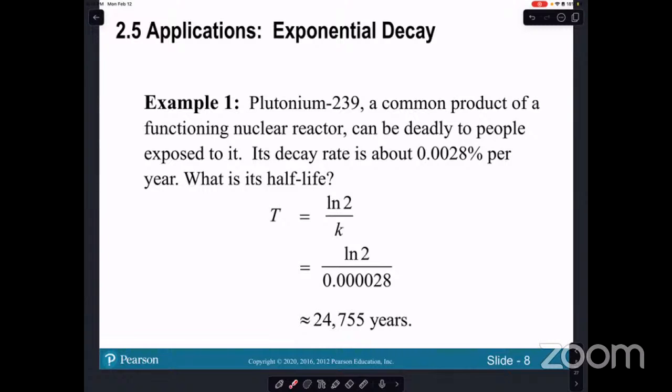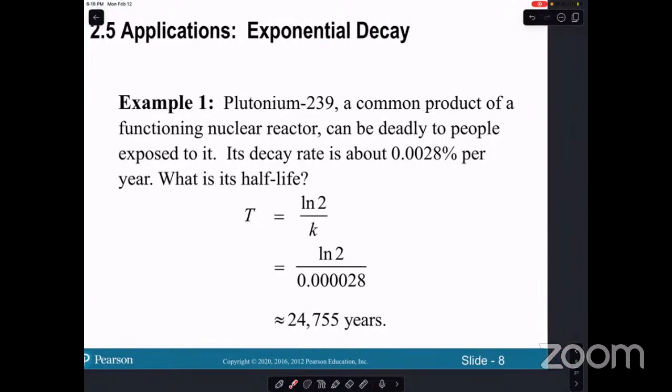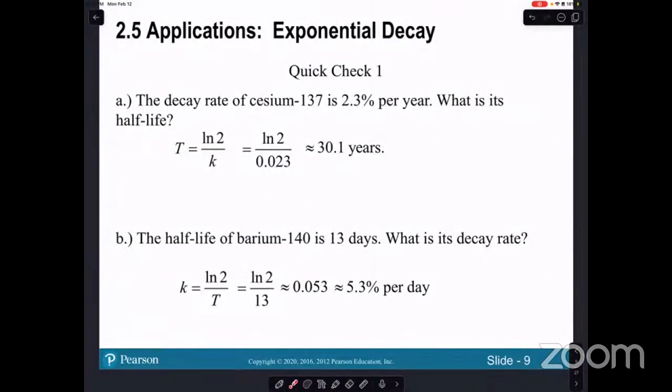So if you have plutonium-239, if you have like a mound of it, it'll take almost 25,000 years for half of it to decay. After 25,000 years, half of it decays, right? Half of it's going to remain. It's still going to be active, but only half of it's going to remain. So it has a 25,000 year half-life. That's probably why they use it in nuclear reactions or whatever.